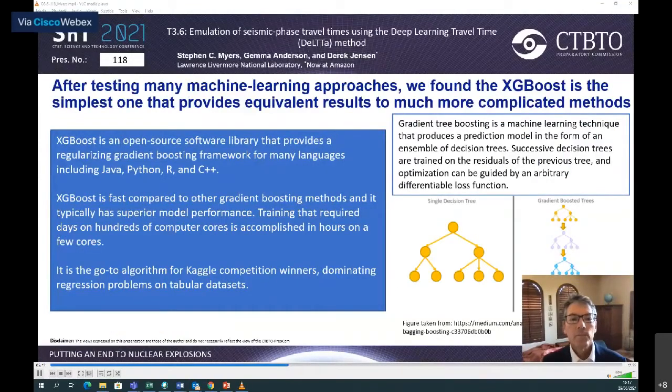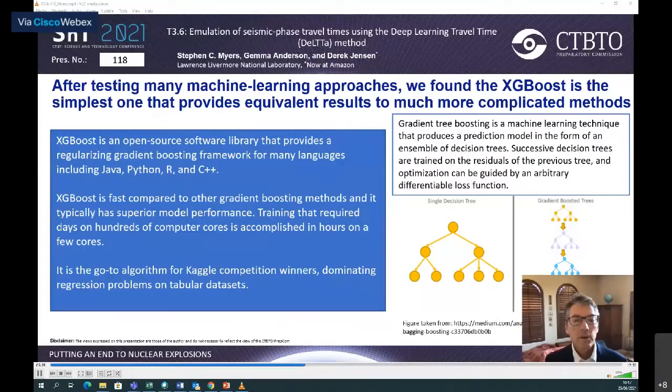After testing many machine learning approaches, we found XGBoost is the simplest one that provides equivalent results to much more complicated methods. XGBoost is an open source software library that provides a regularizing gradient boosted method for many languages including Java, Python, R, and C++.